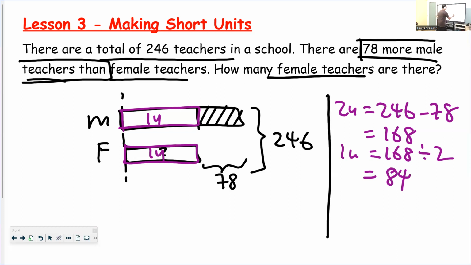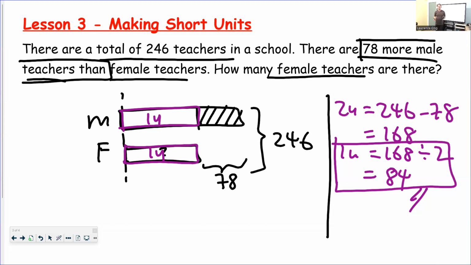That's the objective of model drawing, because once you are able to get the value of one unit, you'll be able to use that to get the answer. So how many female teachers are there? That is one unit, which is 84. There are 84 female teachers. So this is what I mean by making short units. How do you make short units? You cut the longer part to create shorter boxes, and those are called short units.